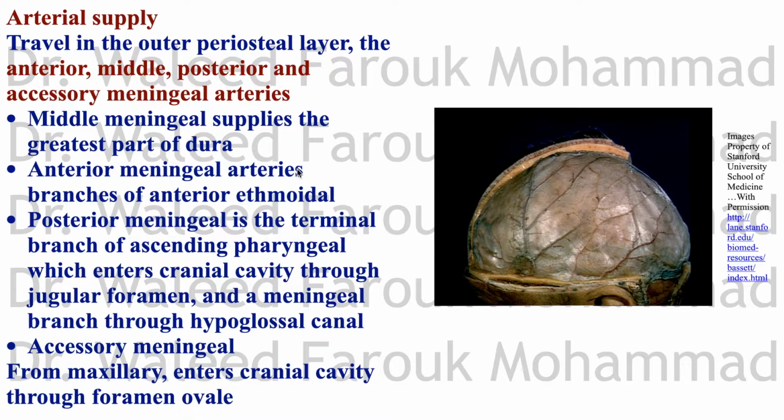Anterior meningeal artery is a branch of the anterior ethmoidal artery. Posterior meningeal is the continuation of the ascending pharyngeal, which is a branch of the external carotid and passes through the jugular foramen, and has a meningeal branch also that passes through the hypoglossal canal. And the accessory meningeal is a branch from the maxillary artery in the infratemporal fossa that enters the cranial cavity through the foramen ovale, together with the mandibular nerve, if you remember.